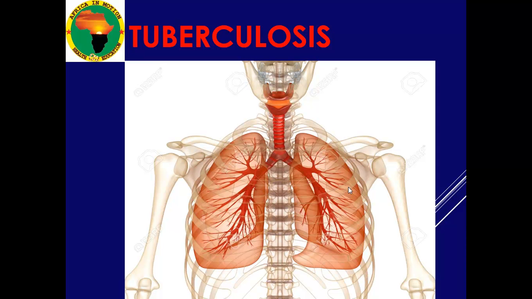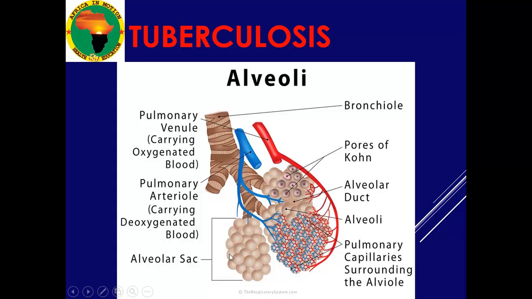So once it comes to this beautiful organ, the lungs, it will start destroying them, destroying the functional part of the lungs. And when I'm talking about the functional part of the lung, I'm talking about alveoli. Remember, these are the ones which help us to get oxygen.